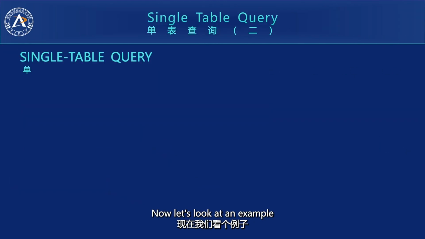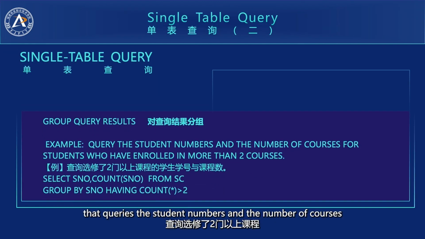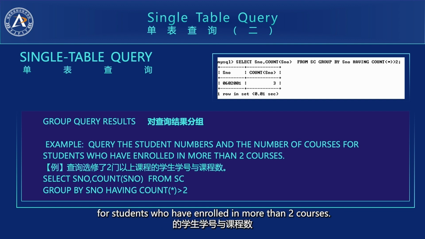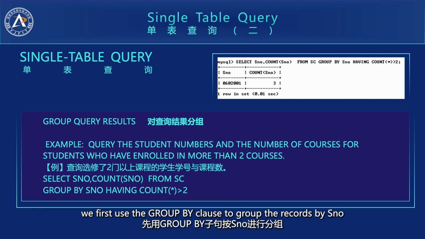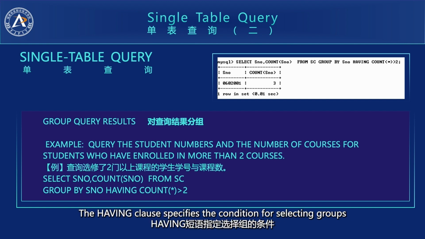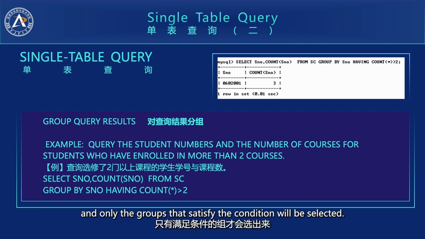Now let's look at an example that queries the student numbers and the number of courses for students who have enrolled in more than 2 courses. Analyzing the query statement, we first use the group by clause to group the records by SNO, and then use the aggregate function count to count each group. The having clause specifies the condition for selecting groups, and only the groups that satisfy the condition will be selected.